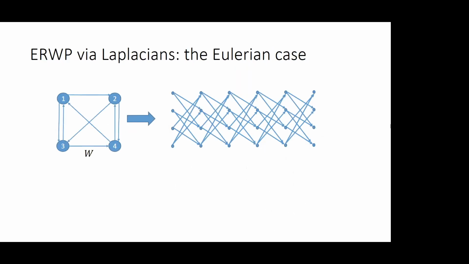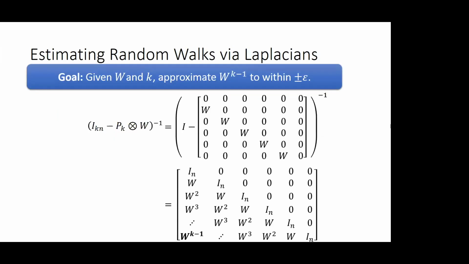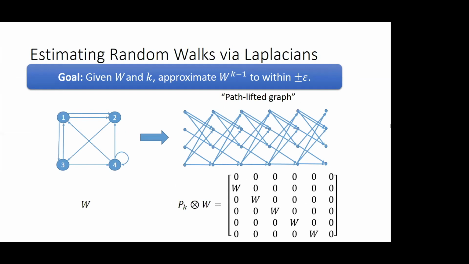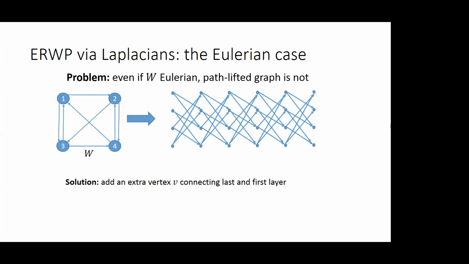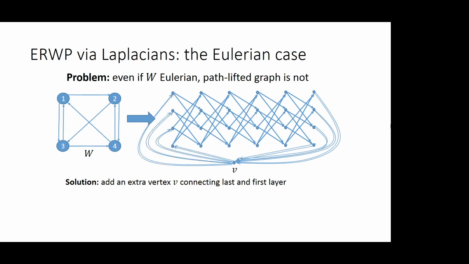Now, of course, we've said that in this talk, we're only going to be able to do things for Eulerian graphs. And if you look, this path lifted graph is not an Eulerian graph. So how do we fix that problem? What we can do is add an additional vertex v that connects the first and last layer like so. Here we have vertex v. We connect the last layer to vertex v, and then connect v to the first layer. And we call that graph W hat.